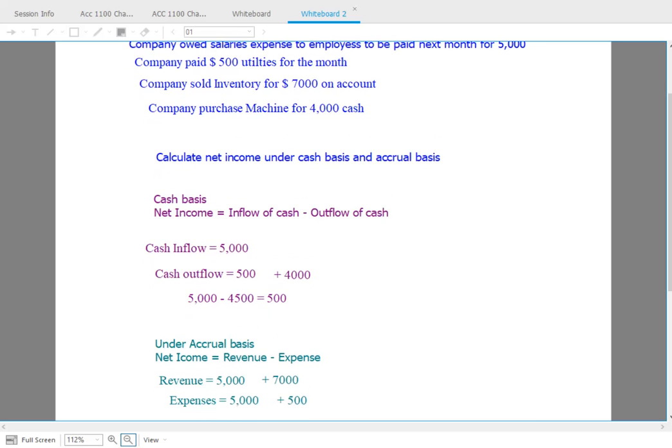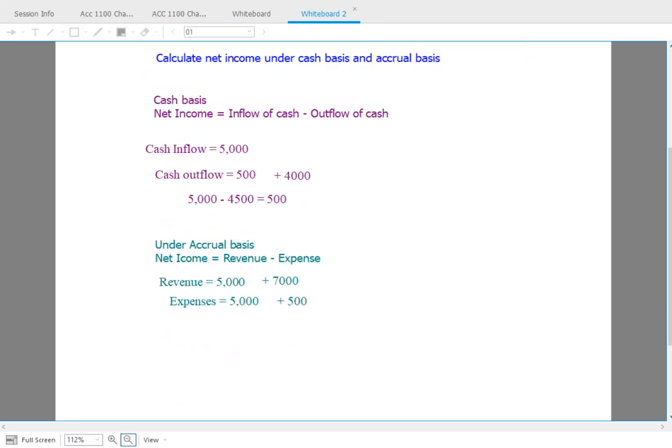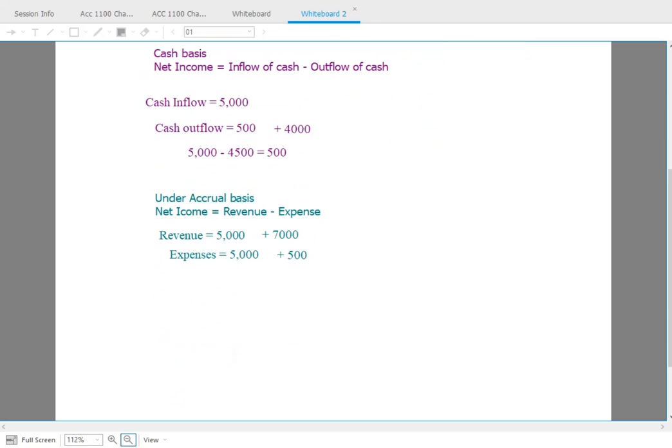But now this is an asset. It is not used yet. So I don't record this as an expense. So net income will be the 13,000 minus the 5,500. Net income equal to 13,000 minus the 5,500.